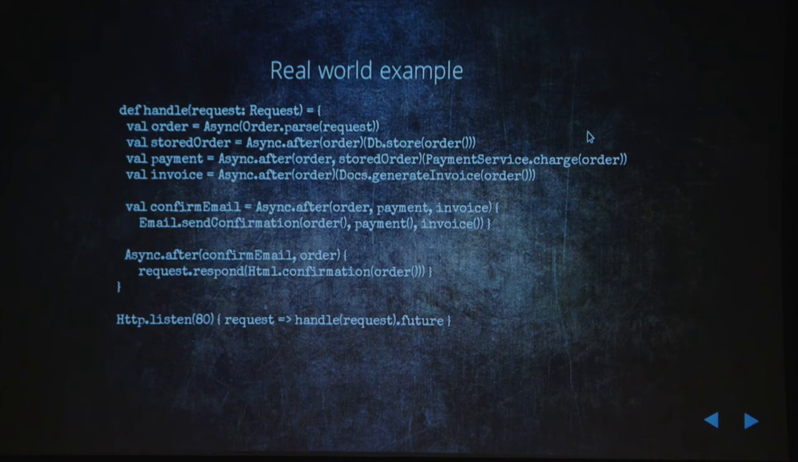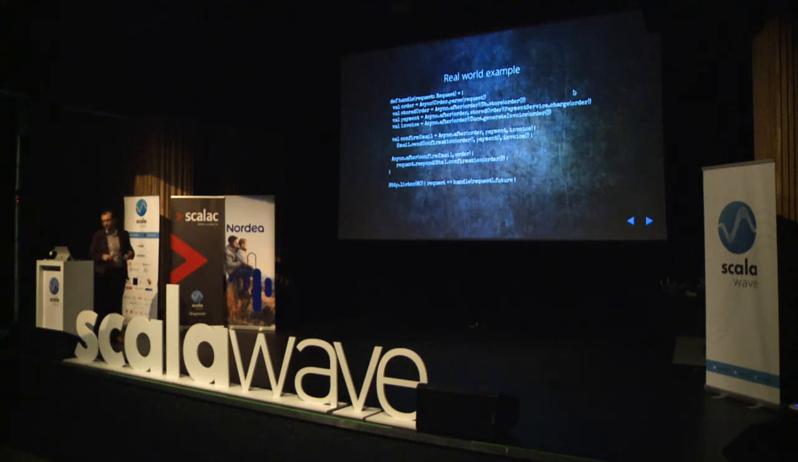And that's all there is to it, except that finally, having constructed this graph, this handle method constructs the graph, we ask for the future. The listen method expects the future to be returned, and it runs the whole thing at that point. In the body of this method, no actions actually take place.